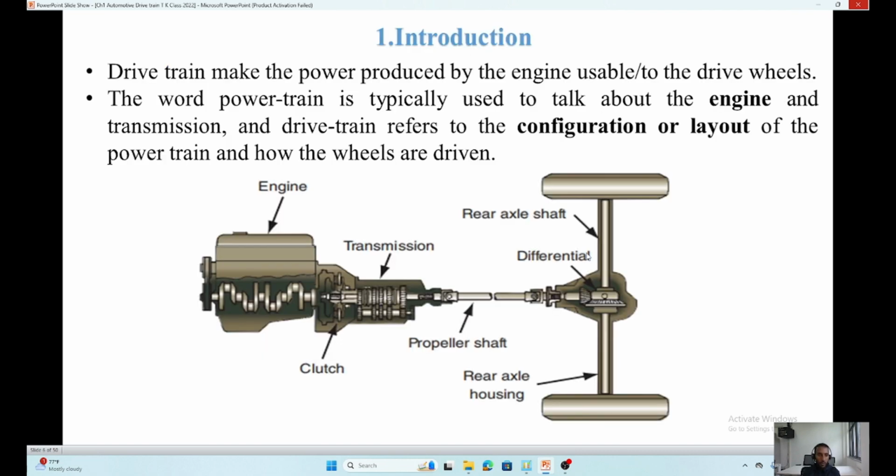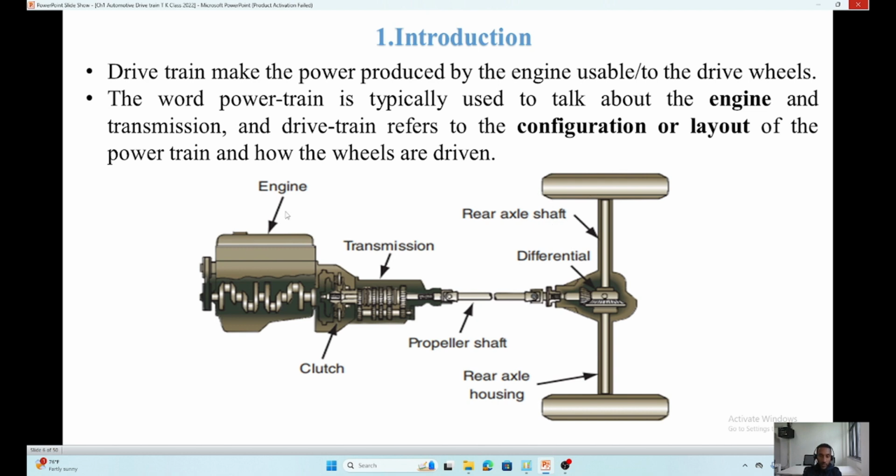When you see the introduction part, it introduces the drivetrain. Obviously, as we know, the drivetrain is helpful to make the power produced by the engine usable to the drive wheels. If you observe this simple video, the front part, the engine, is responsible for generating power, and this power is used by the tire to drive the vehicle.